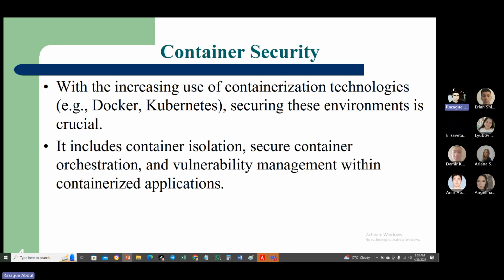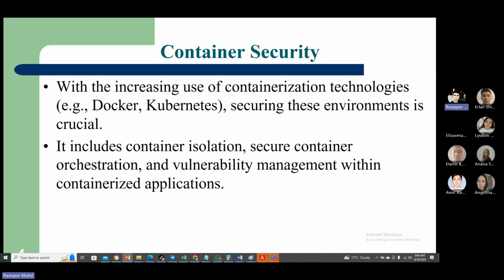Container security involves protecting the software containers that encapsulate application code, dependencies, and their runtime environment. Unlike traditional monolithic applications or virtual machines, containers share the host system's kernel, which makes them lightweight but also introduces a potential security risk if not properly isolated and managed.